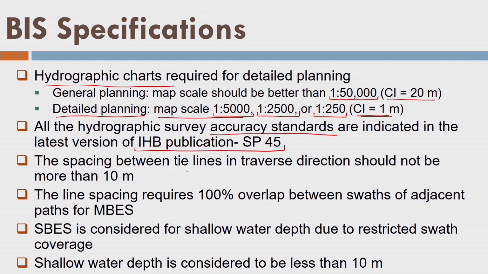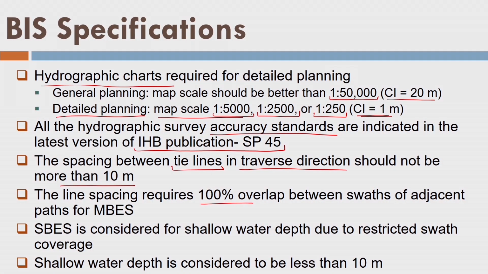Then the spacing between the tie lines or the cross lines in the traverse direction should not be more than 10 meter. Here is a very special thing about the cross check lines, be careful on this. And line spacing requires 100% overlap between the swath of adjacent paths for multi-beam echo sounders. That means, if I am using a multi-beam echo sounder for very special purpose surveys, then I should have the complete coverage of seabed.